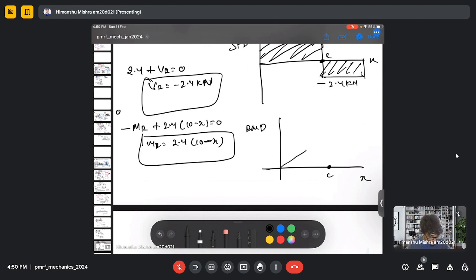So it's this. Here it is this. So this is your 1.6x, and this is your 2.4 times 10 minus x. It's linear in x, and therefore there will be a straight line. So this is your BMD.